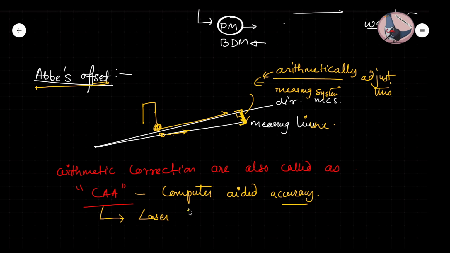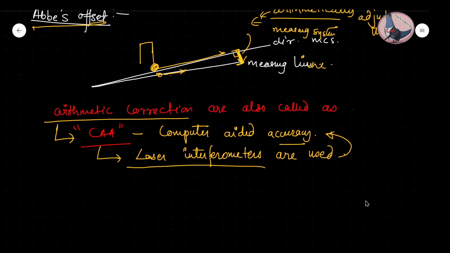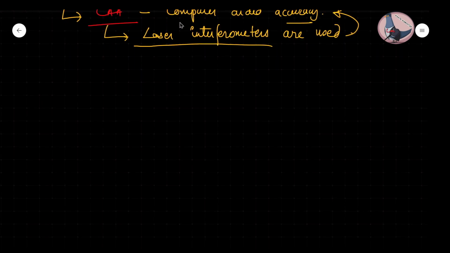Now laser interferometers are used to determine this offset, and then those data are put into the system, and that is also known as arithmetic corrections or CAA. Okay, now please don't ask me what is laser interferometer or how they work, because in metrology you might have studied about this, and if not, then you better study about this, because it is a very common type of instrument which will be used again and again. Fine. So it is always better to know about this. It uses some principle of light. You will just read about it.